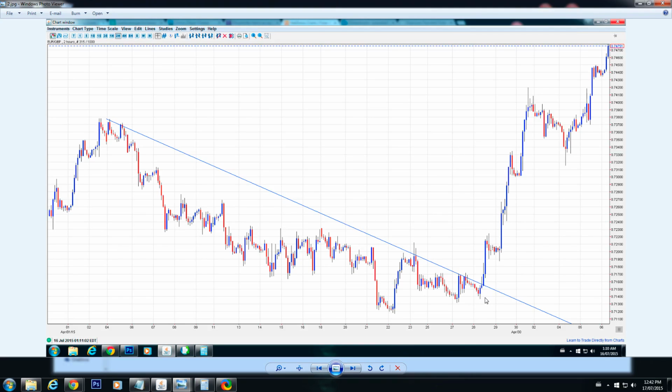This is a 2-hour chart. That is, what is that? Looks like a 20 pip difference. Imagine that, 20 pips. That means with $1,000, 20 bucks a pip.